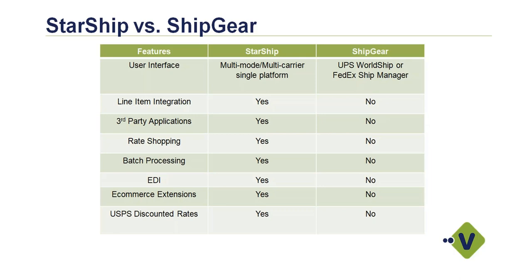StarShip also has e-commerce extensions with the ability to link into multiple marketplaces and shopping carts, and the ability to use discounted rates with the post office. StarShip has pricing comparable to Commercial Plus pricing available to any of its users, with discounts that you typically have to be a much higher volume shipper in order to achieve on your own with the post office. By virtue of the fact that you're using StarShip, you have access to those discounted rates, whether you're shipping one package or 1,000.